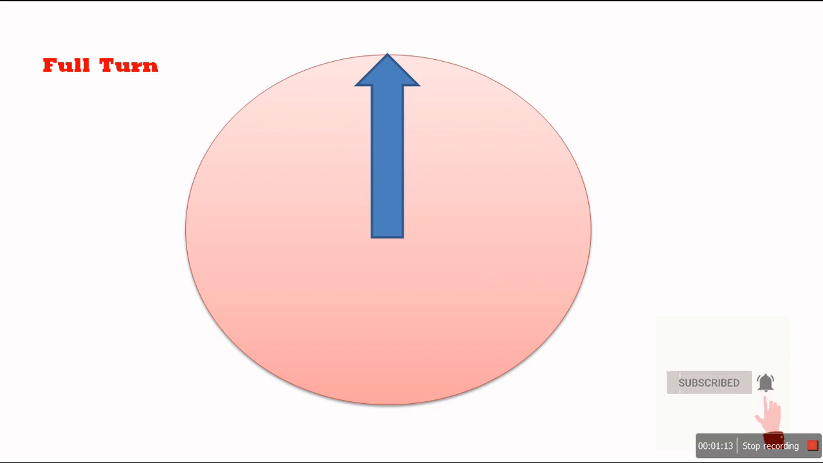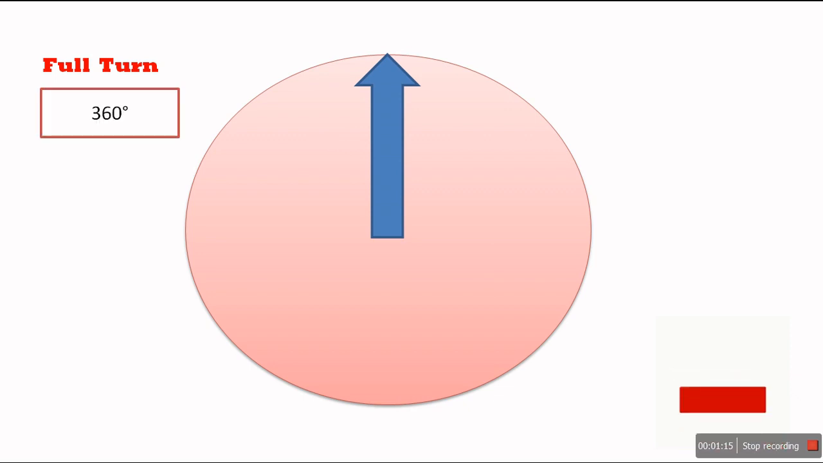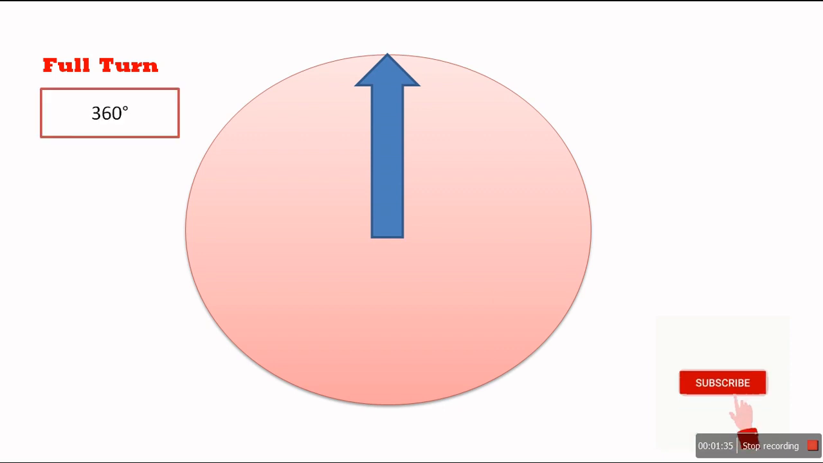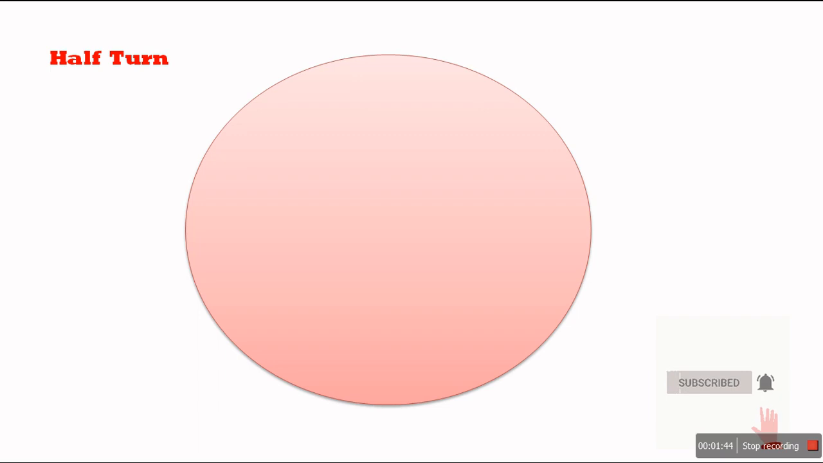At the center of the circle, the complete angle is 360 degrees. So 360 degrees is called a full turn. And when the object makes a full turn, it will complete the cycle. What will be the half of 360 degrees? Yes, 180 degrees. So let us see half turn.